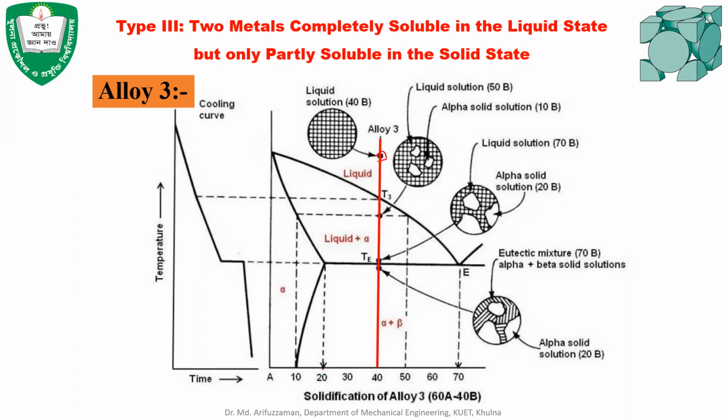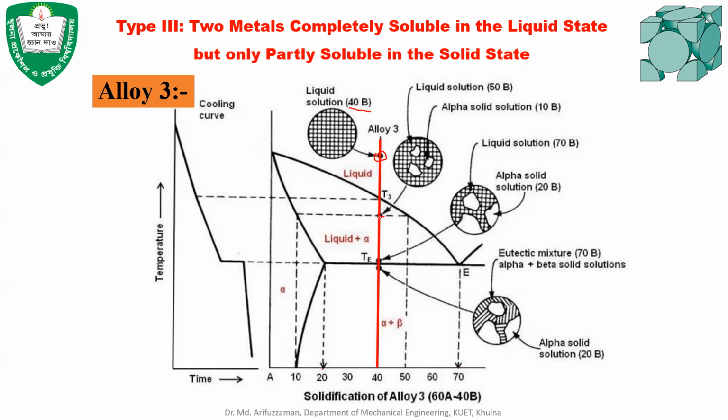At a very high temperature, the liquid solution will have 40% B, since alloy 3 is 40% B. So it is completely soluble in A. It will show a completely single phase with 40% B and 60% A, and it will be a uniform distribution. When the temperature drops below this liquidus line, the solidification actually starts.